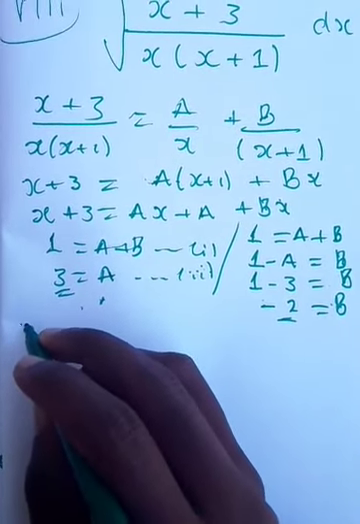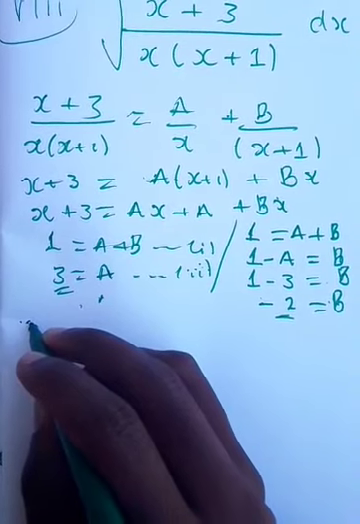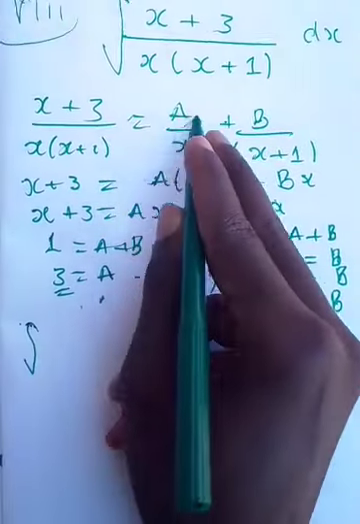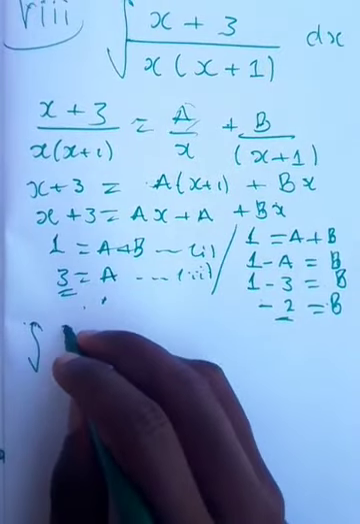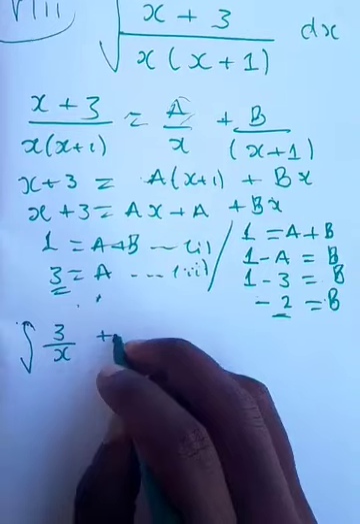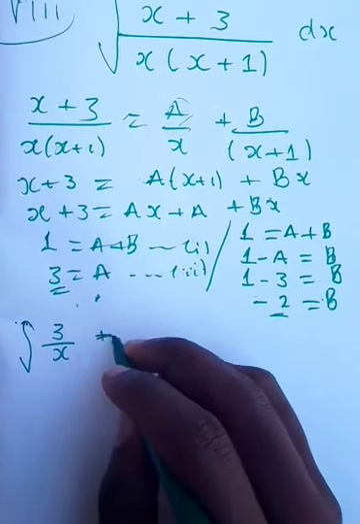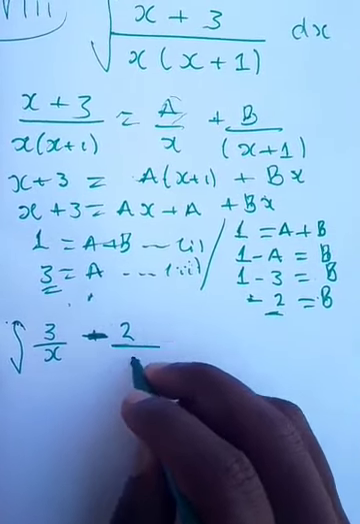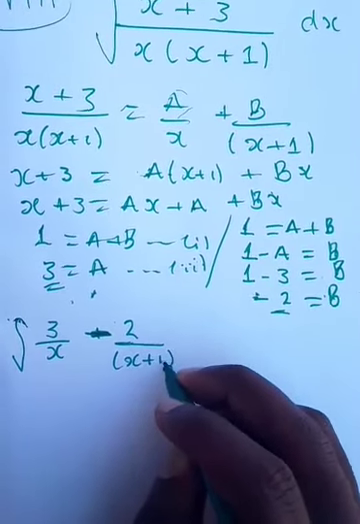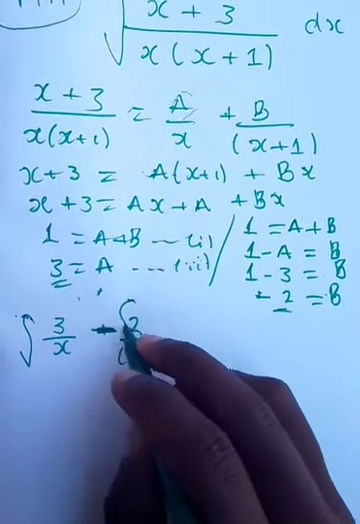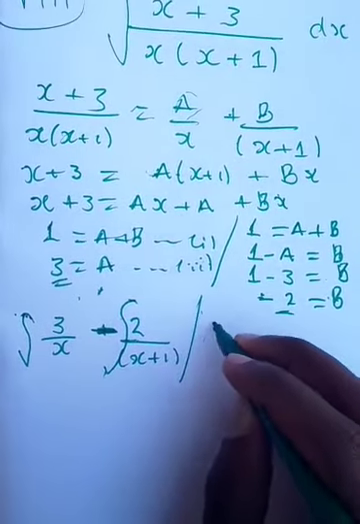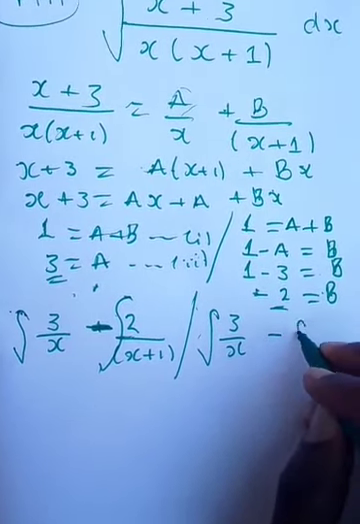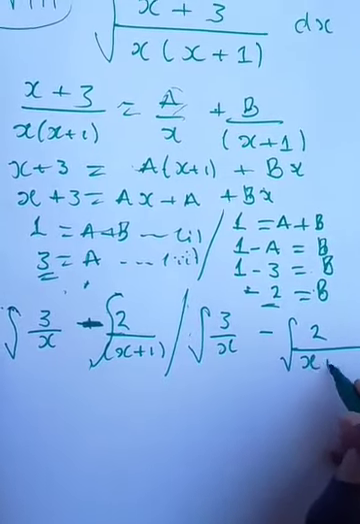So now this is what we're going to integrate. And this one, there are no limits, right? So we are going to integrate this one. Where this a, I'm going to substitute 3, so 3 over x. And where this b, let me just put minus here because of this negative, so negative 2 over x plus 1. Okay, let me just write them properly now. So basically I'm supposed to write 3 over x minus 2 over x plus 1.